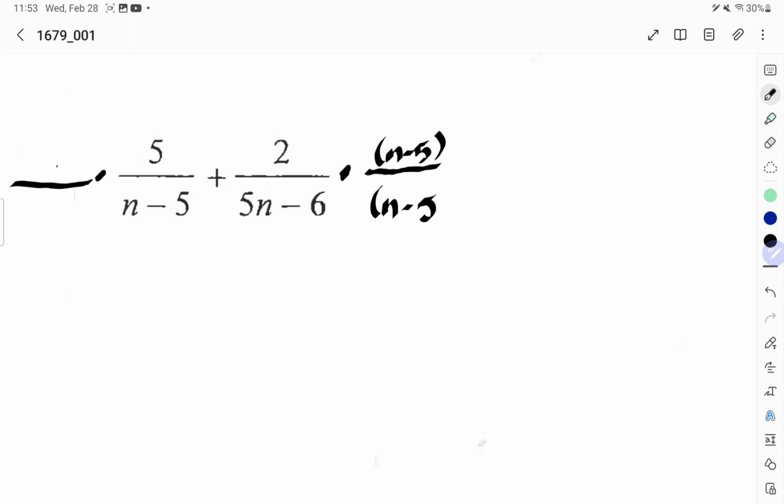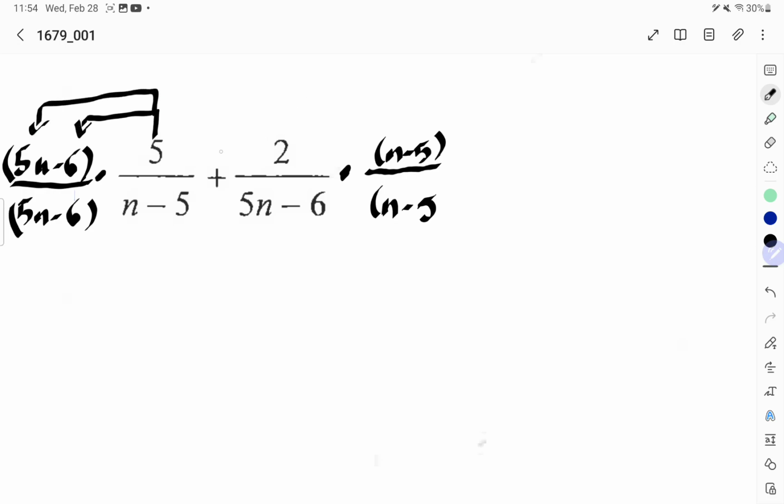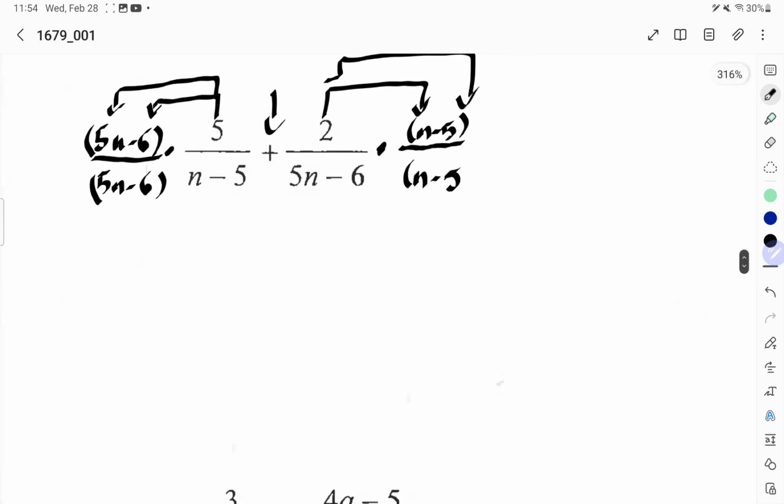And then on the other side, we're going to do the opposite, right? I'm going to pick the other one. So n minus 5 is missing the 5n minus 6. So I'm going to put that one right there. There we go. We already have everything set up. All you have to do is make sure the 5 multiplies here and here. And the 2 multiplies here and here. Now make sure that you realize that you have it plus, so we don't have to change the signs. Okay? So just keep that in mind.